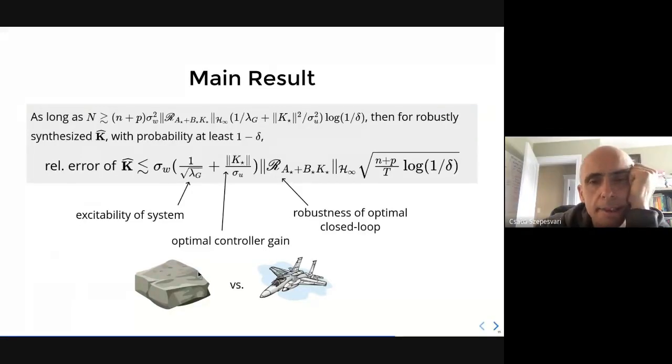Right. So there was a question on YouTube as well. It's a clarification question about, you probably said this, but how is this H infinity norm defined?